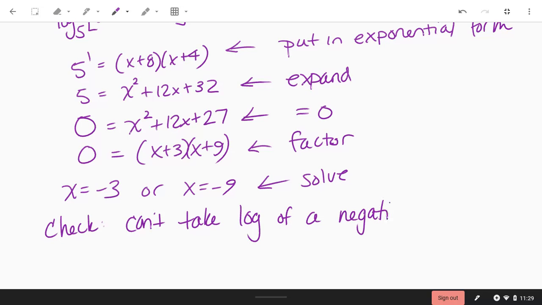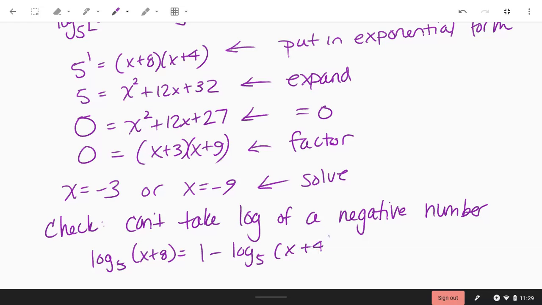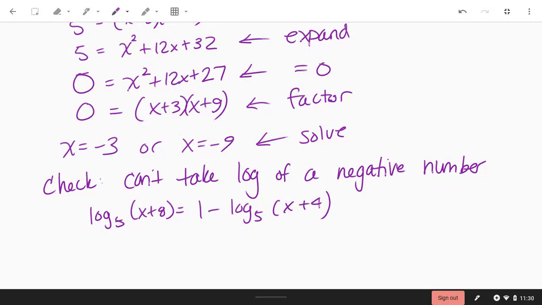Okay, that doesn't mean that neither of these work, because if you go back up to our problem, it was log base 5 of x plus 8 equals 1 minus log base 5 of x plus 4. So we don't have to worry about x being negative. We have to worry about x plus 8 or x plus 4 being negative.